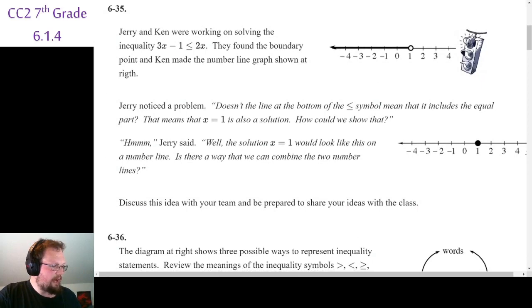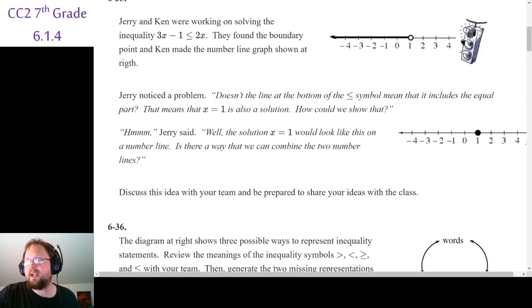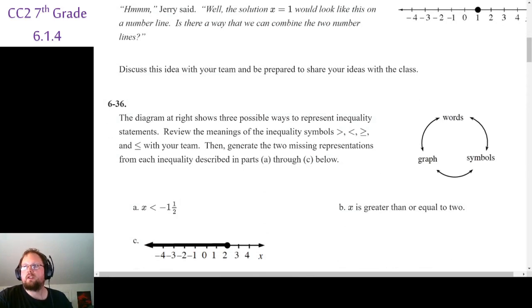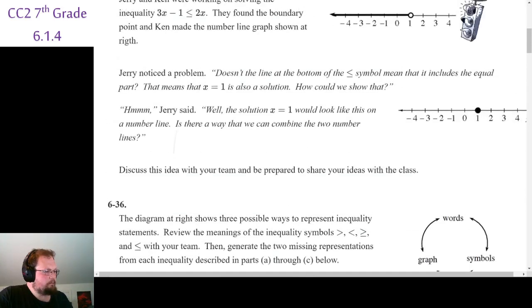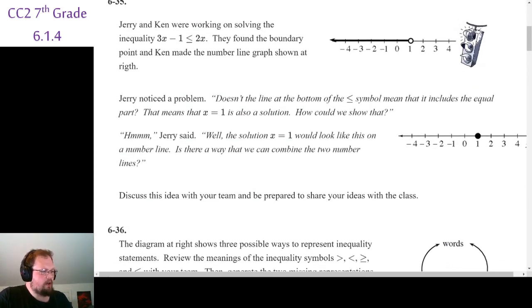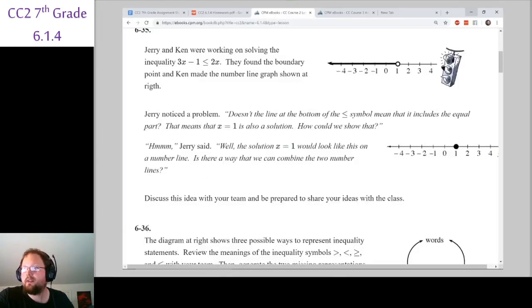What we're talking about is how did the person solve this inequality, 3x minus 1 is less than or equal to 2x. In order to solve an expression like that, they did add 1 to both sides. So they ended up with 3x is less than or equal to 2x plus 1. And then they removed the 2x from both sides, and they ended up with 1x is less than or equal to 1, which is just x is less than or equal to 1.